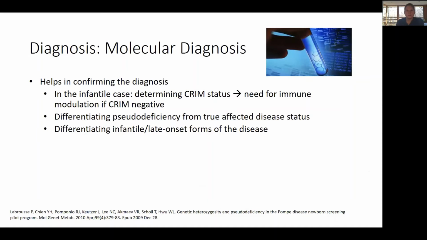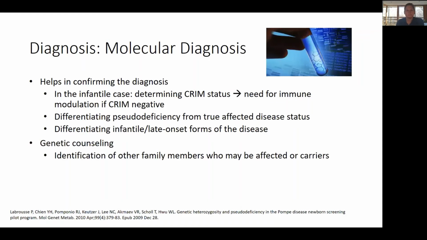In an infantile case, it determines CRIM status and the need for immune modulation. If the patient is CRIM negative, we can learn that from the variants that are found. You can determine pseudodeficiency from true affected disease status if you find a pseudodeficiency allele. If the patient had low enzyme and you found a pseudodeficiency allele without two disease-causing variants, you may be able to say that the patient does not have Pompe. And the variants also help us differentiate infantile from the late onset forms of the disease.